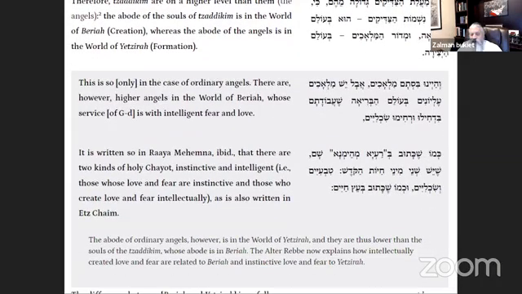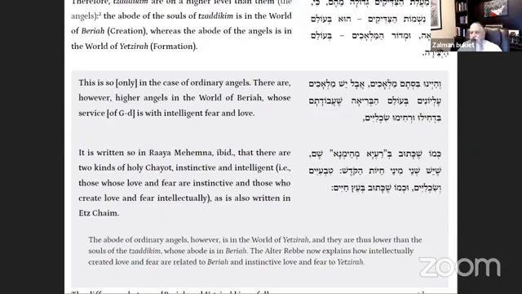This is only out there in the Hagah, in the appendix. This is only in the case of the ordinary angels. There are certain angels in the world of creation who serve God with intellect. There are certain malachim that in Kabbalah are explained to also have intellect, and they abide in the world of Bria.